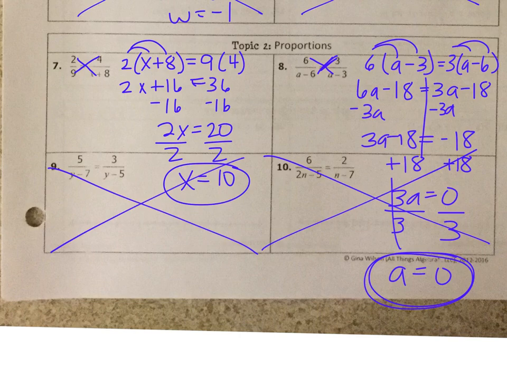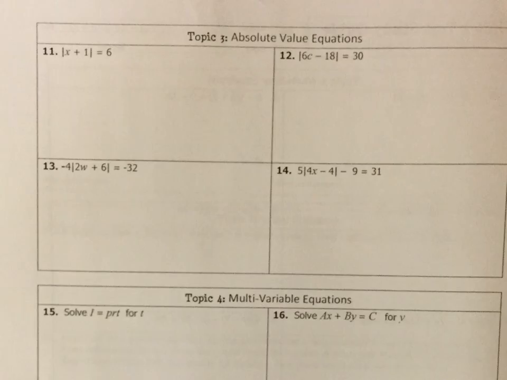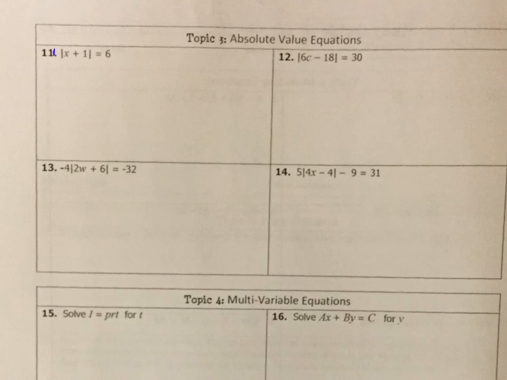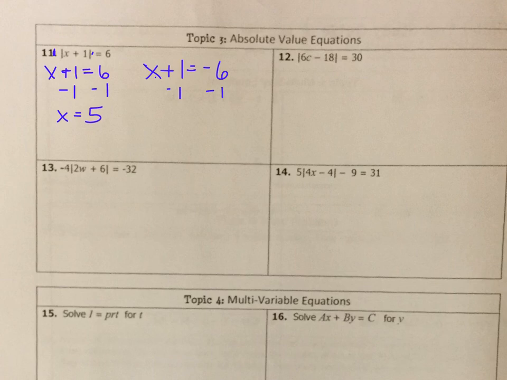Turn the page for me. Okay, now we're going to work a couple absolute value equations. Since there's nothing on this side or that side, I can go ahead and separate this into two problems. X plus 1 equals 6. X plus 1 equals negative 6. X equals 5. X equals negative 7. Remember, we put it in our squigglies, 5, negative 7.